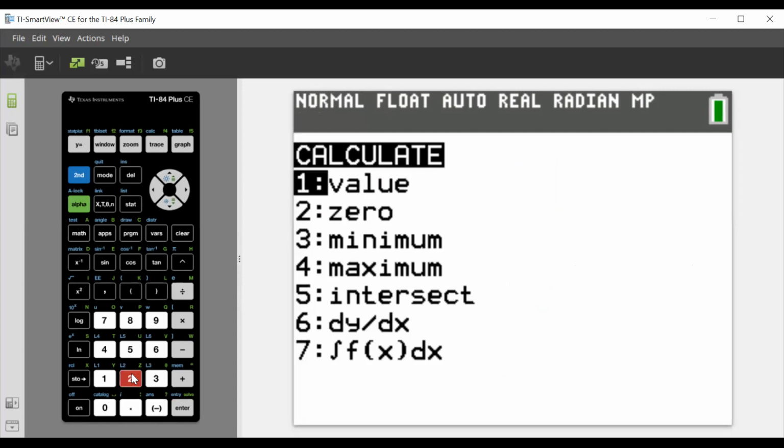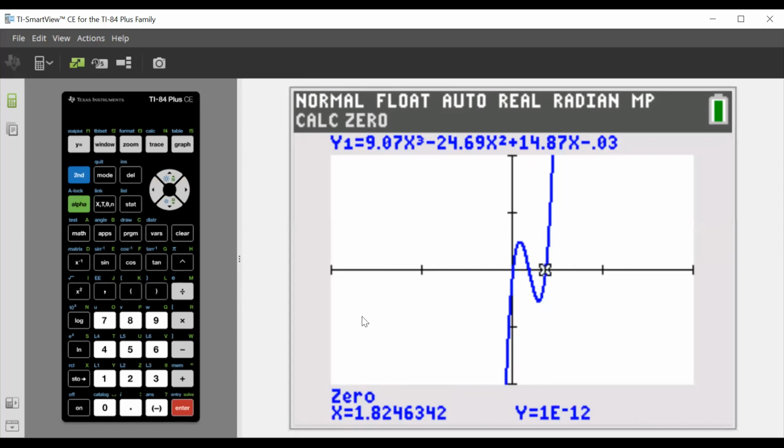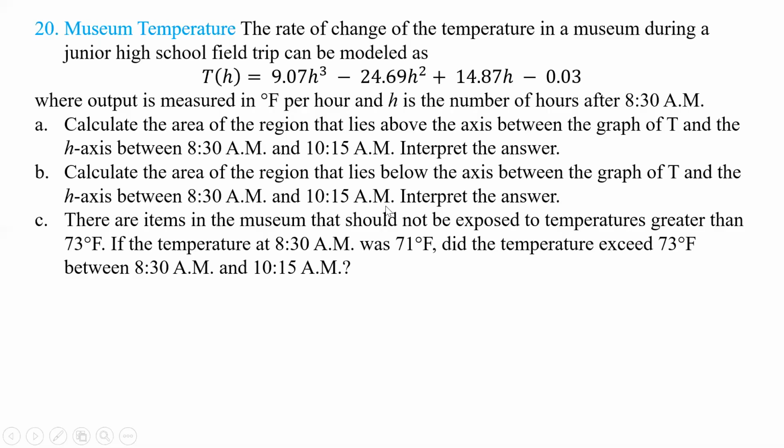So let's do another 0. And so we go over here. That one and that one. And we'll guess that. And so that's 1.82460. All right, so now we've got our zeros. So now let's see what it looks like on our graph.